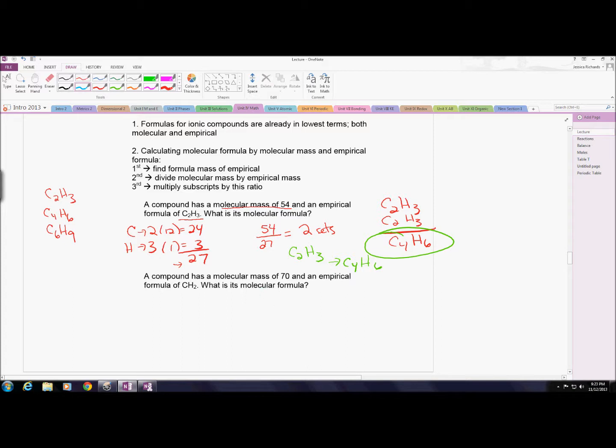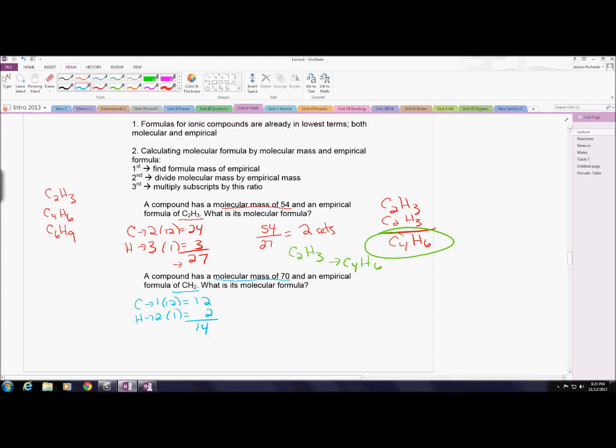So we have a compound with a molecular mass of 70, and the empirical formula is CH2. So we're going to have sets of CH2s. 1 carbon, 2 hydrogens. Each carbon has a mass of 12. Each hydrogen has a mass of 1. My empirical formula is going to be in sets of 14.